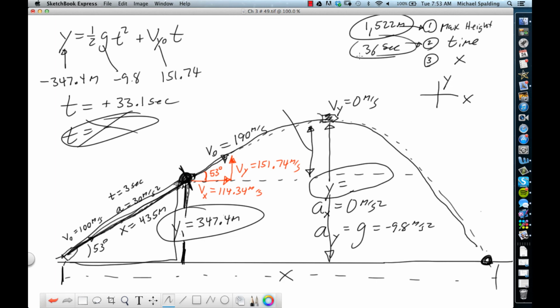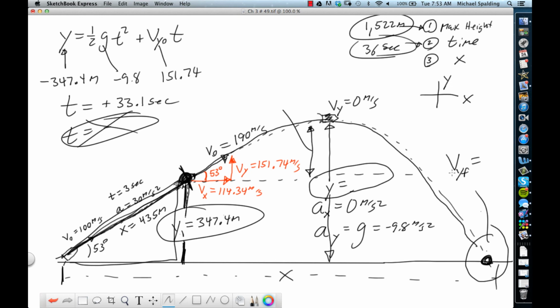Now, how could you have avoided the quadratic? To avoid the quadratic, you would first have to find out what Vy final is. What's the final y velocity when the rocket hits the ground? And the answer is not 0. Oh, when the rocket hits the ground, it stops. No, we mean right before it hits.